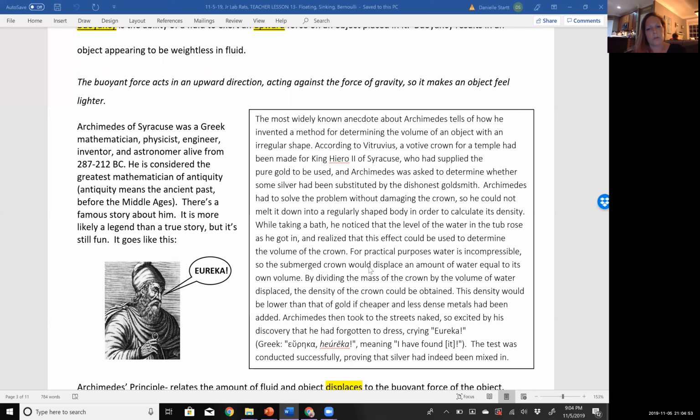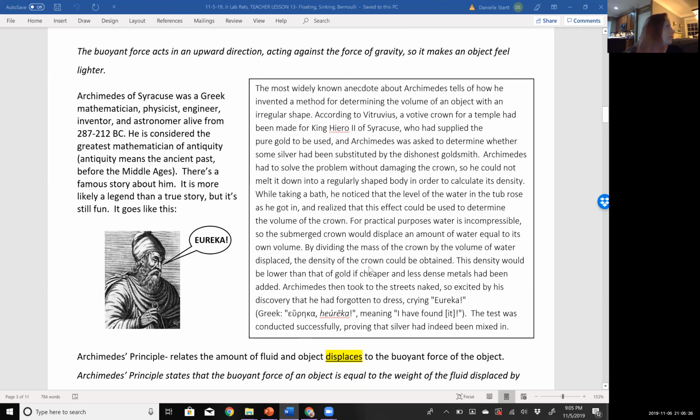So the story is that he needed to figure out the volume of the crown. And one day he sat in the bathtub and the water level rose. And when that happened, he realized that that was the whole concept of displacement. The body goes in, the water goes up. Oh, I can do this with a crown. And that way I can find the volume of the crown. And then he was so excited that he jumped out of the bathtub, stark naked, dripping wet, and ran down the street screaming, Eureka, Eureka, Eureka, which means I have found it.